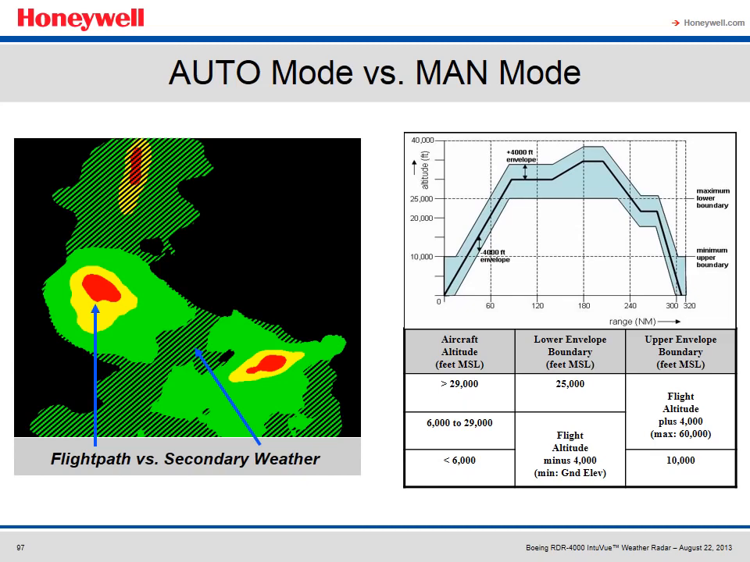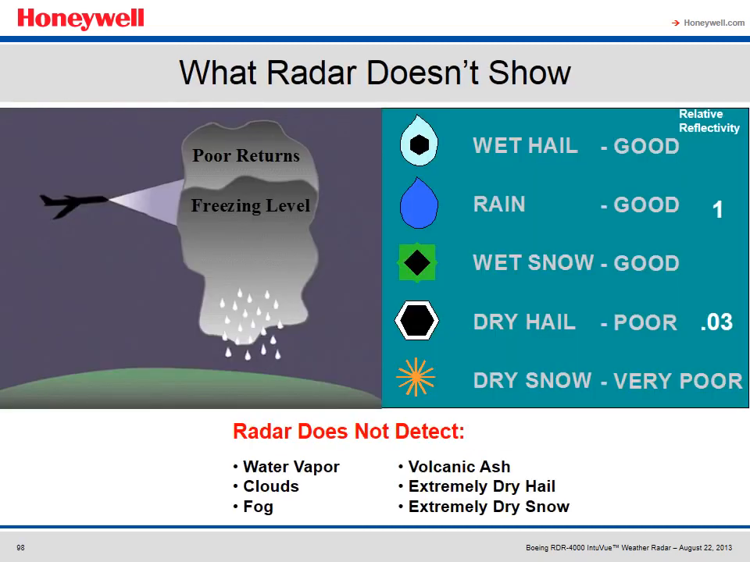Let's look at a couple of things that are often misunderstood about X-band airborne weather radar systems. These radars are designed to reflect off water droplets of sufficient size and quantity. They do not detect water vapor, clouds, fog, volcanic ash, or extremely dry hail and snow, or clear air turbulence. Rain, wet hail, and wet snow are very good reflectors of radar energy. But dry hail, for example, only returns about 3% of the energy that a raindrop returns.